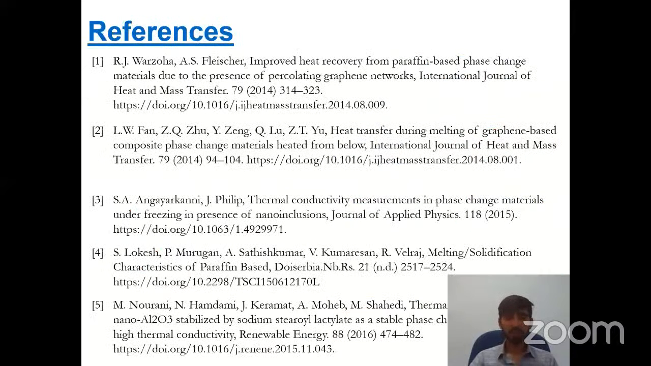This is the reference which is used to extract the literature values of the melting points and latent heat enthalpy of the stearic and palmitic acid and other sources.